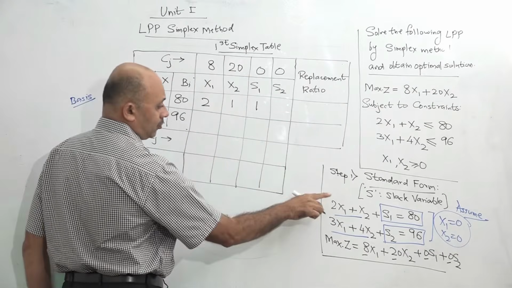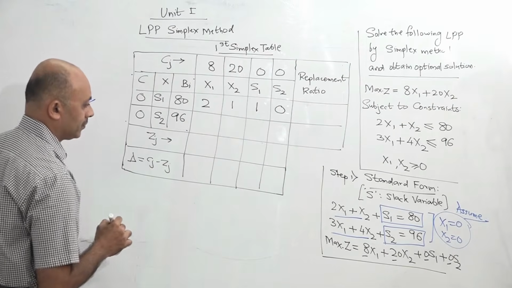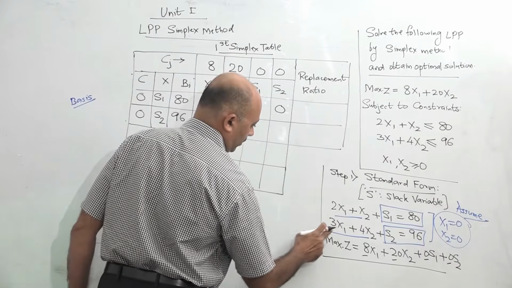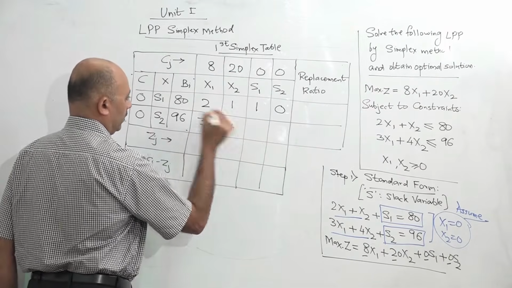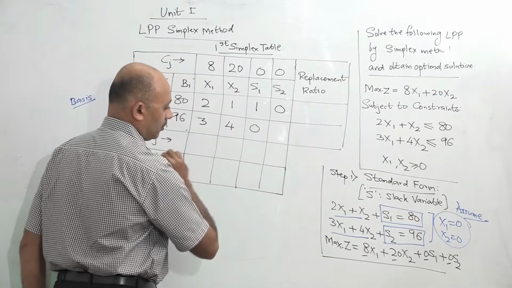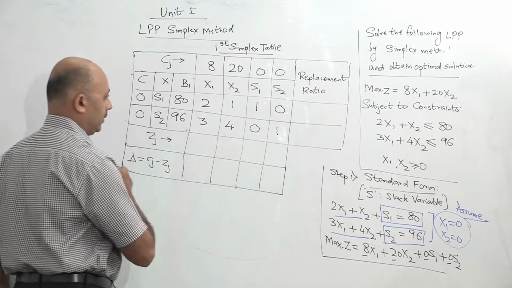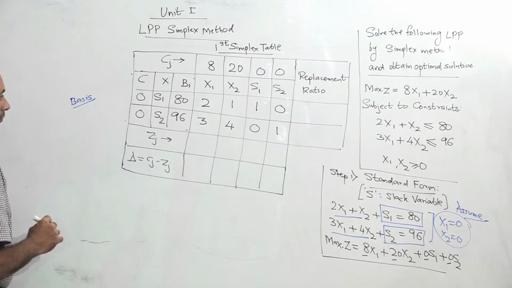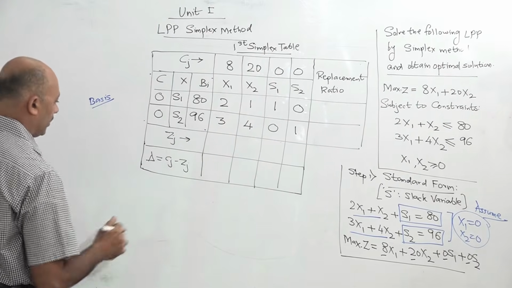In the first constraint s2 is not there, so the s2 coefficient will become 0. Then we go to the second constraint, 3x1, 4x2. So here the coefficients are 3 and 4. s1 is not there, so the s1 coefficient is 0 and s2 is 1 into s2. So the s2 coefficient will be 1. Okay. So now our basic data is ready and now we will go to the calculation of Zj.